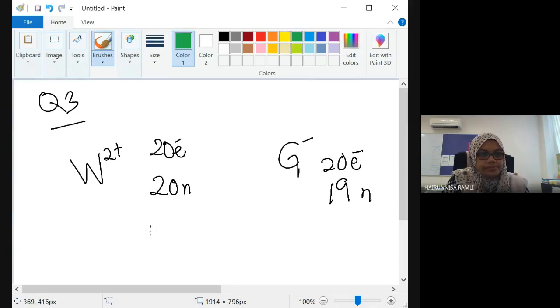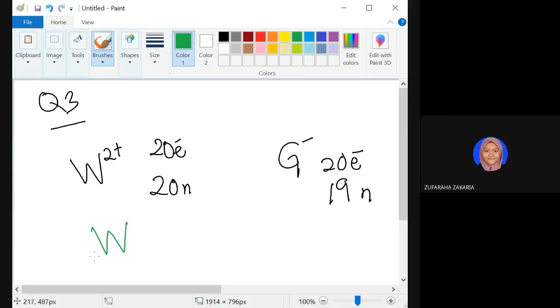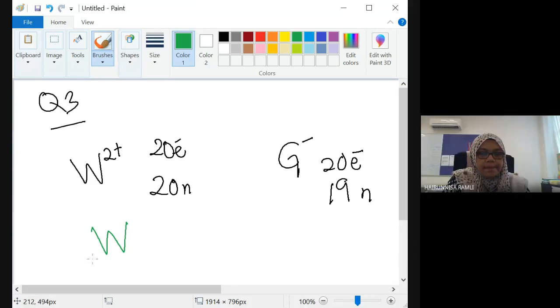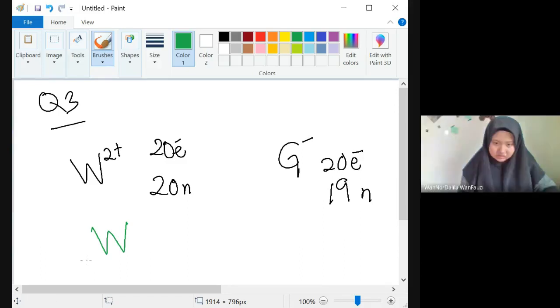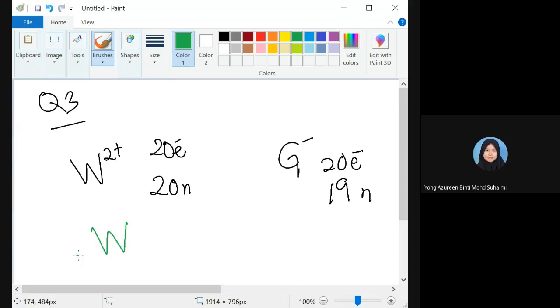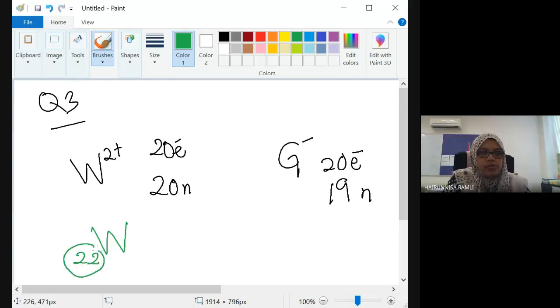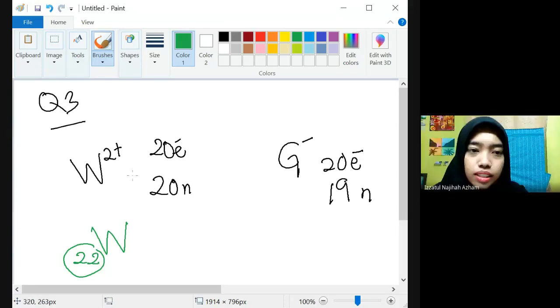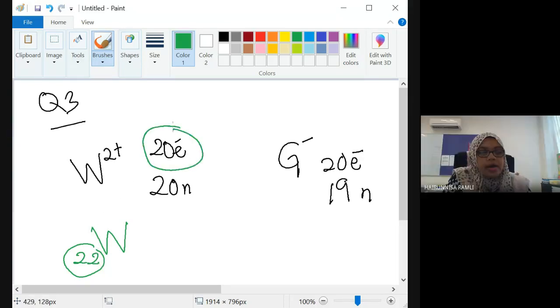So, atom W. What should we put here? Bottom: proton number, right? So what is the value for proton number? 22. Why 22? Because it loses 2 electrons. It is mentioned here the electron is 20, but this is a cation. Cation means it has fewer electrons. So the electron here is 20, which means you have to add another 2 electrons for the proton number.